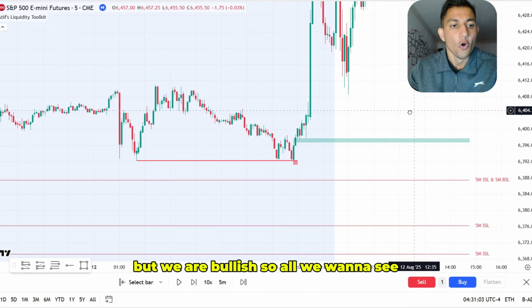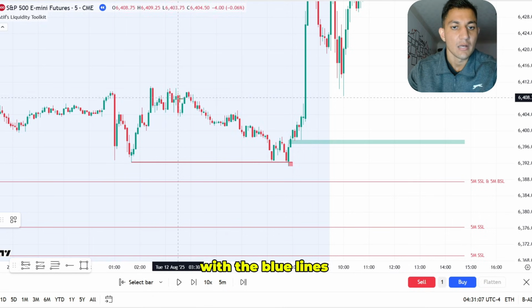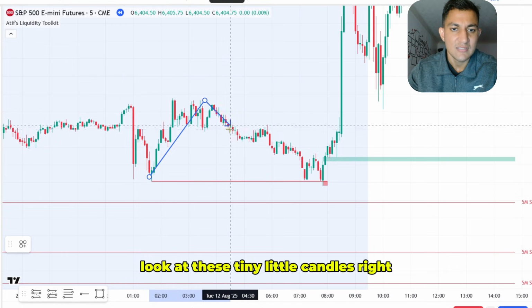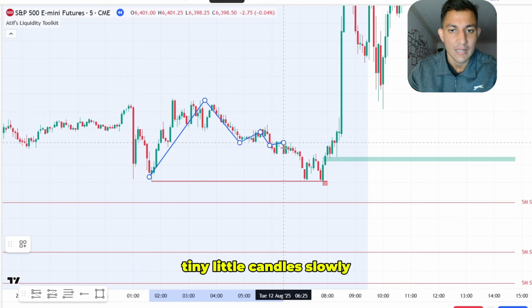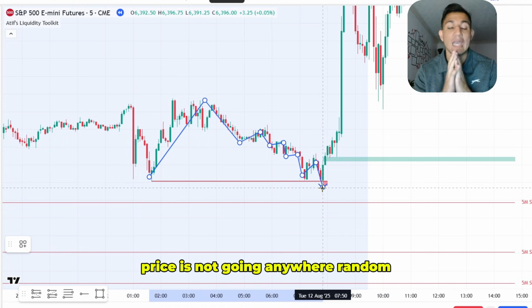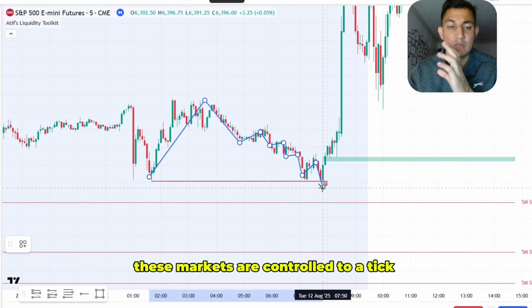So all we want to see, and this is what it looks like in price action. Remember the example I was just showing you here with the blue lines? Look at this, right? Look at how price, let's just say here, price shoots off. Look at these tiny little candles, right? Tiny little candles. Slowly, lethargically goes. Where did it go? Price is not going anywhere random. There's no randomness in this market. I hate when people say that. These markets are controlled to a tick, literally, right?